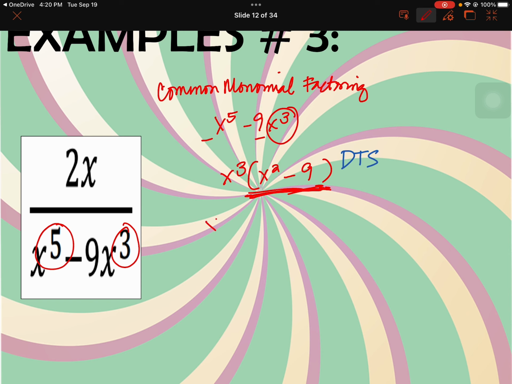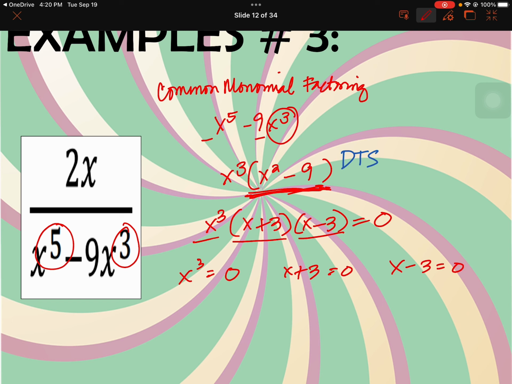So, mangyayari po dyan, x cubed. We're gonna factor this. Ang kalakalabasan po niyan ay x plus 3 and then x minus 3. At i-equal na natin siya sa 0. So, ilan ang total factors natin? Tatlo. We have 1, 2, 3. So, lahat na yan, i-equal po natin siya sa 0.